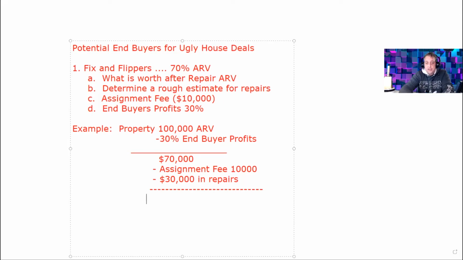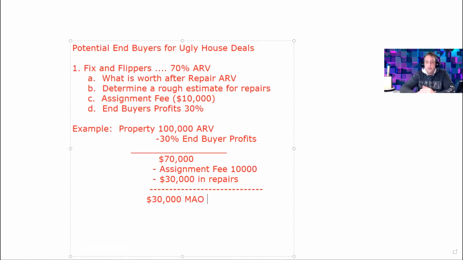So let's do that right now. 100,000 minus 30% is 70,000. 70,000 minus 10,000 in assignment fee is 60,000. 60,000 minus 30,000 in repairs equals 30,000. That is our maximum allowable offer.